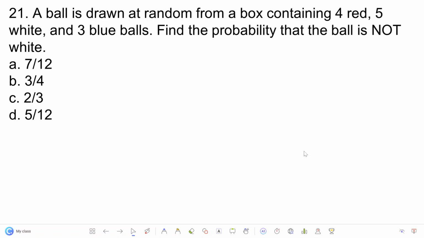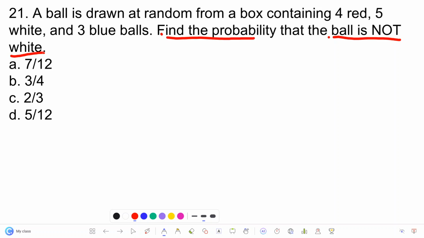So we have here item number 21. So let's go. A ball is drawn at random from a box containing four red, five white, and three blue balls. Find the probability that the ball is not white. Okay. So, ang hinahanap natin dito is probability that the ball is not white. So, ang palagi mong ini-emphasize when you're taking the LET or the CSE, underline and encircle. So, find the probability that the ball is not white.